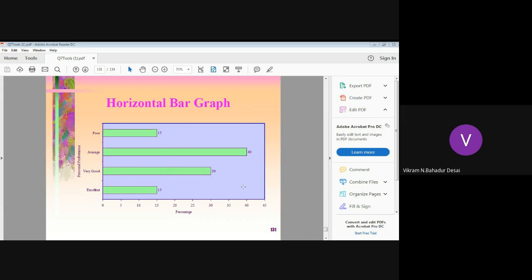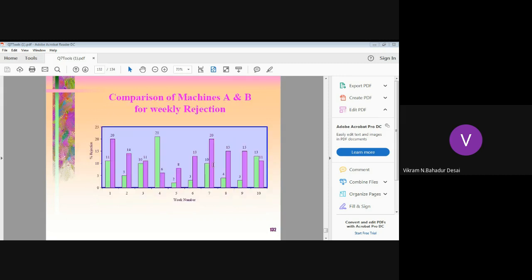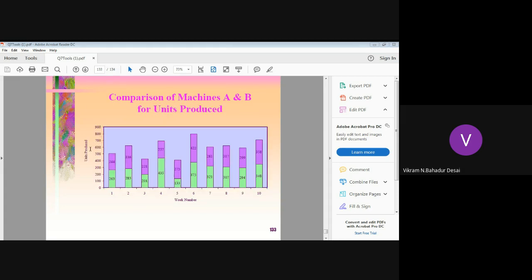So, percentage and personal performance. Comparison of machine A and B weekly rejection. If we have only one variable, you can go for a histogram. Here they are comparing two variables, so maybe you can use a bar graph for machine A and B. In week one, machine B is producing more rejects. In week 4, machine A is producing more defects. A bar graph is a different way of representation.